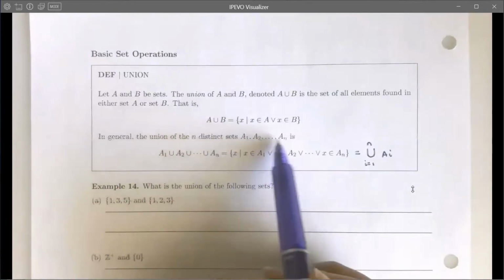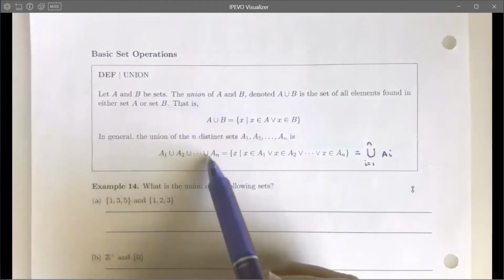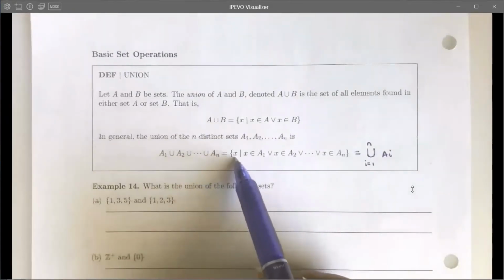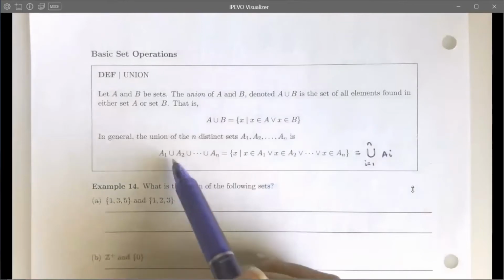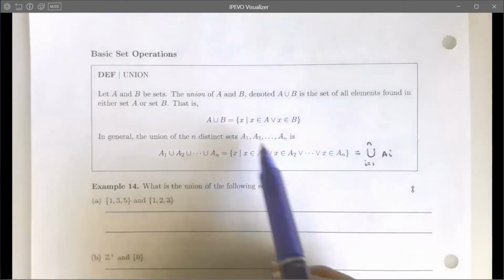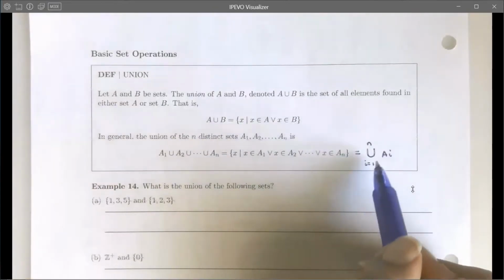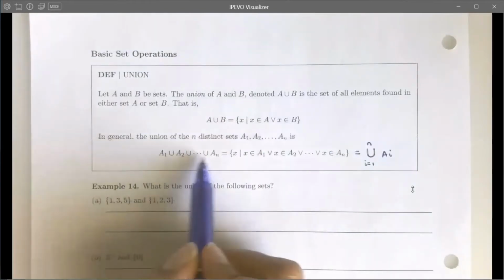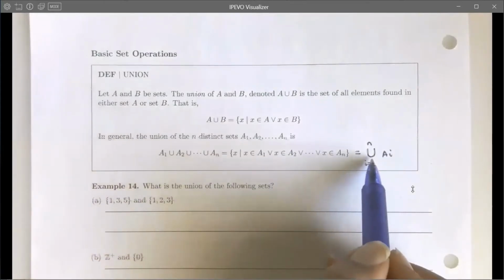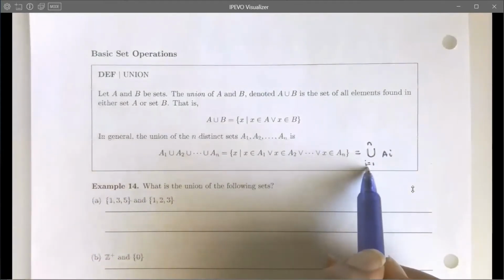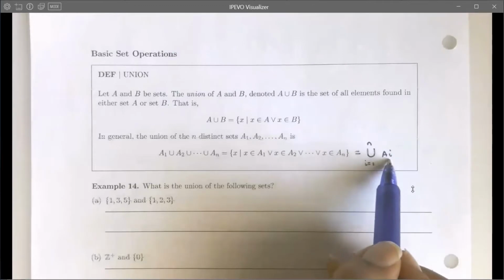If you have n distinct sets, then the union of A1 with A2 down to An would be all elements such that the element is found in the first set or the second set or the nth set. So as long as it's present in one of the n sets, it'll be part of the union. And something that I added here is a notation that is written alternatively. Instead of listing out all the sets that are part of the union, we might simply write it as the union with a starting index i equals 1, an ending index n, and then A sub i.